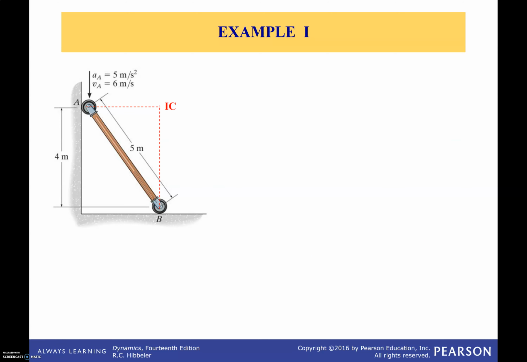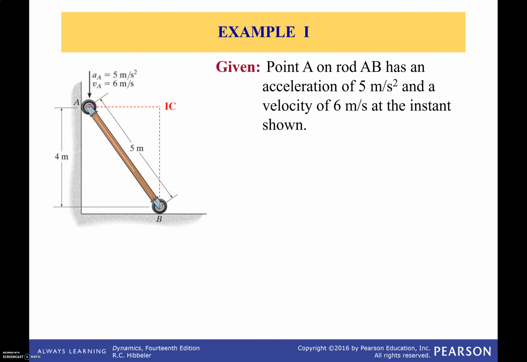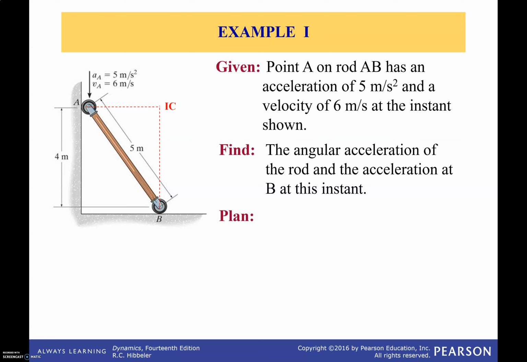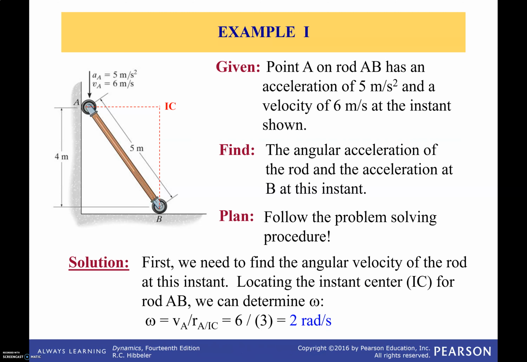Here we have a typical example. This roller is going down, and point A has an acceleration of 5 meters per second squared downwards and a velocity of 6 meters per second. You are asked to find the angular acceleration and the acceleration of B at that instant. We are going to have three unknowns in this problem. We can write two equations from the acceleration, the x and y, and we need a third equation. We're going to use the IC to find that.